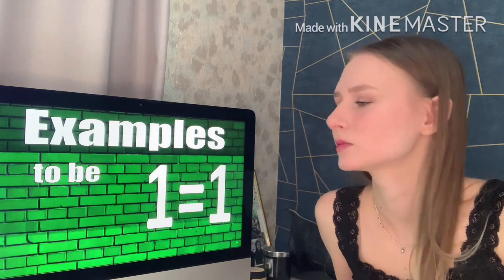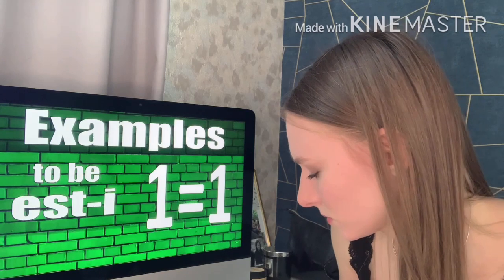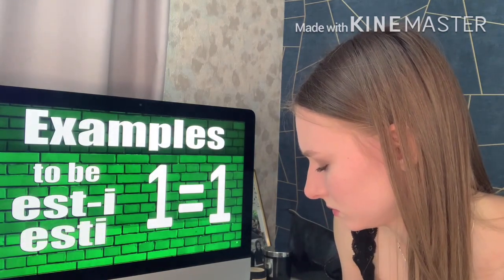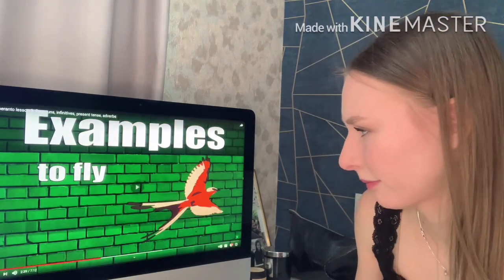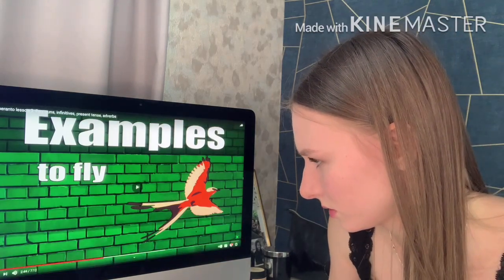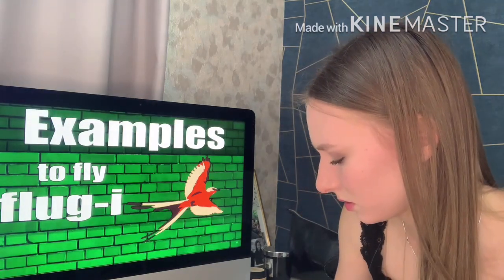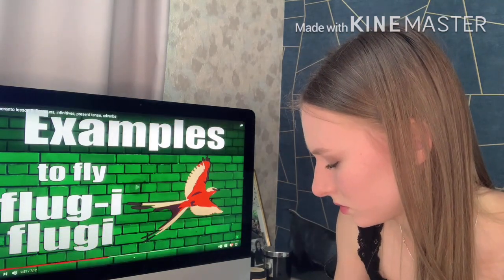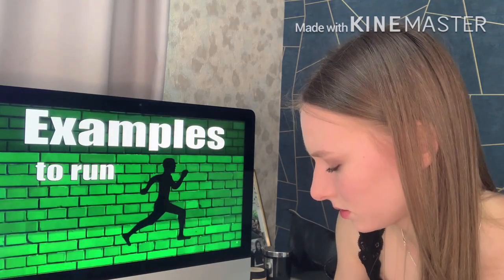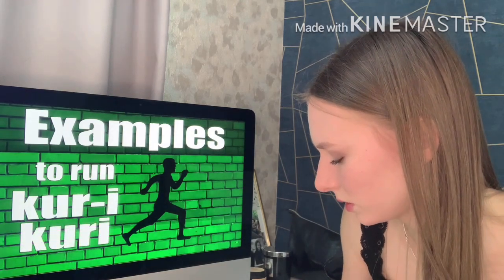One example is to be. In Esperanto, this uses the root word est plus i, so it's esti. Another example is to fly. In Esperanto, this uses the flug root word plus i, so it's flugi. To run is another infinitive. In Esperanto, we use the root word kur plus i, so it's kuri.